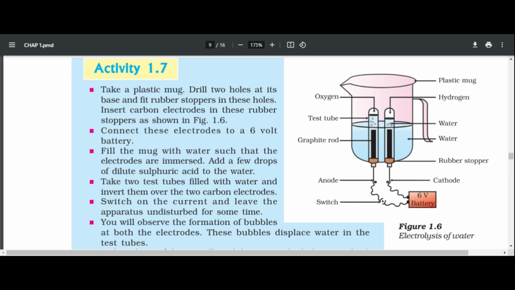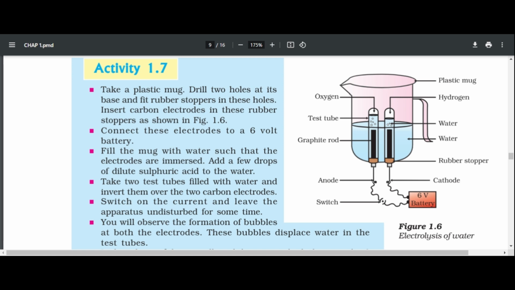Take a plastic mug, drill two holes at its base and fill rubber stoppers in these holes. Insert carbon electrodes in these rubber stoppers as shown in figure 1.6. Connect these electrodes to a 6-volt battery. Fill the mug with water such that the electrodes are immersed. Add a few drops of dilute sulfuric acid to the water. Take two test tubes filled with water and invert them over the two carbon electrodes.